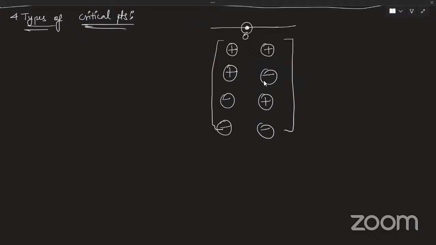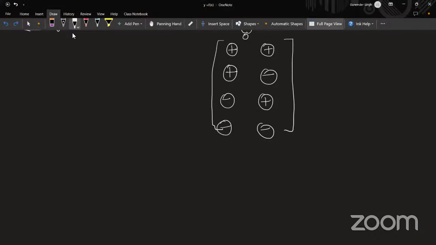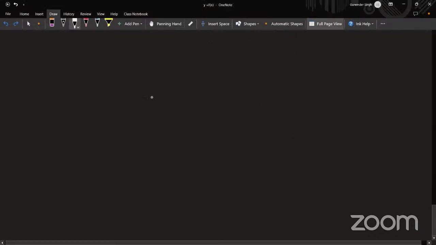ठीक है, तो अब यही 4 पॉसिबिलिटी है. अब इन चारों पॉसिबिलिटीज को we will be visualizing it through drawing it. Okay, so first we will try out this. First I'll do it below. So first we will be doing that minus plus case.